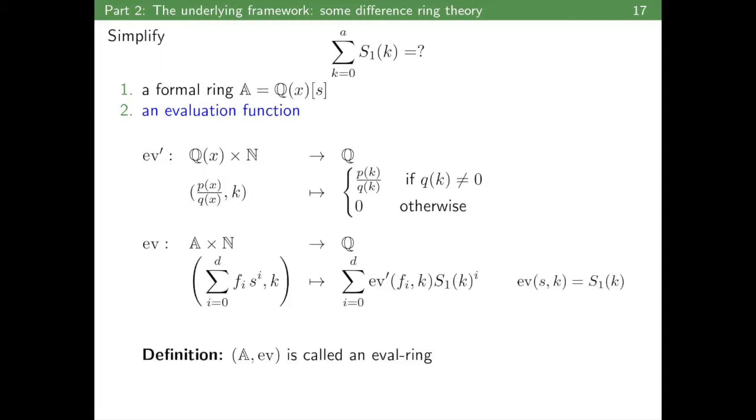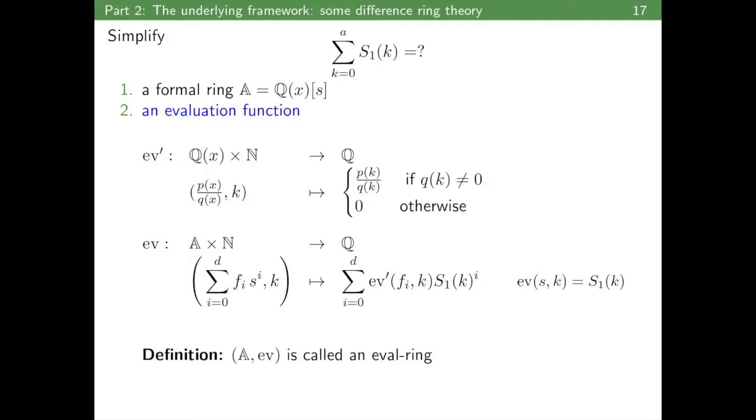And now I extend this for the harmonic numbers, for the variable s. I just say the evaluation of my variable s with respect to k is just the k-th harmonic number. So k equals 3 would be 1 plus 1 half plus 1 third. And then finally, if you give me an arbitrary polynomial, then I evaluate the coefficients. I've already defined how they have to be evaluated, and instead of the variable, I substitute the evaluation of the harmonic numbers. It's just a homomorphic extension of the evaluation. And I also call this ring together with the evaluation the eval ring.